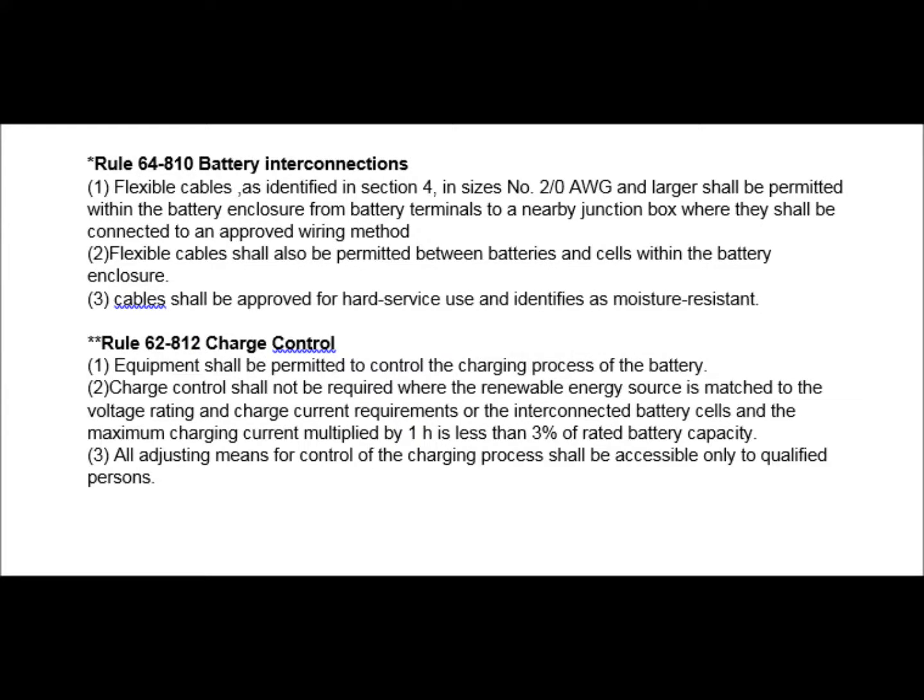Rule 64-810 for the battery and connections states that flexible cables as identified in Section 4, in sizes numbered 2-aught AWG and larger, shall be permitted within the battery enclosure from battery terminals to a nearby junction box. Rule 62-812, charge control, states that equipment shall be permitted to control the charging process of the battery.